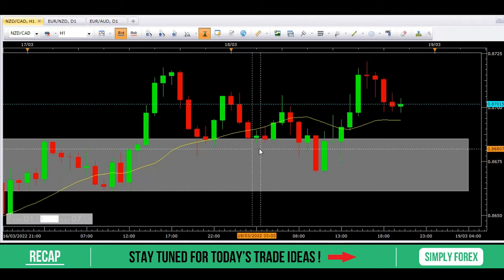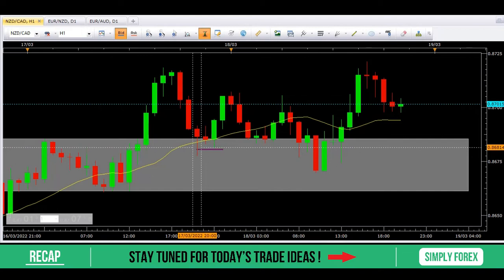Guys, I always talk to you about structure as well. And as you can see here, price at this point here, once price had gone below these lows, H1 structure had changed. This candle here had broke the lows.